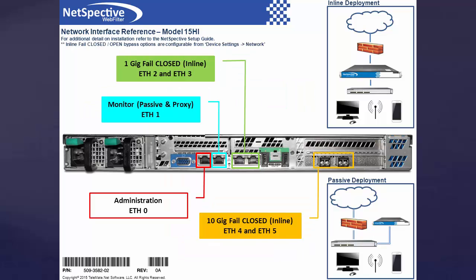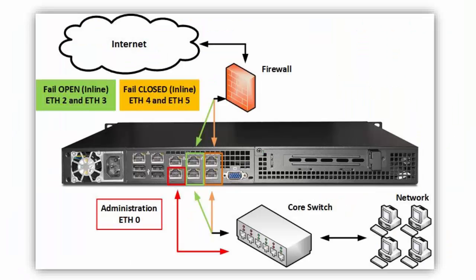Here we have the 15HI, which is our 10 gig solution. Once again, the 15HI can support passive, proxy, as well as inline fail closed and inline fail open. The inline solution sits in the core of your network, typically between your core switch and your firewall. All traffic in the network will flow through the appliance before it exits or enters the network. As I mentioned, we have both a fail open and fail closed model, depending on which NICs in the back of the appliance you decide to configure it with.